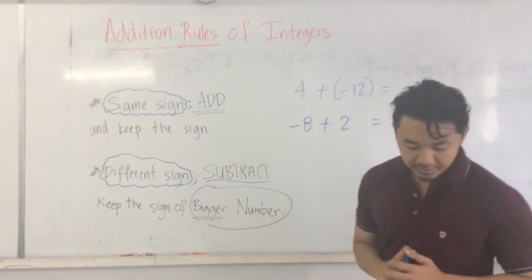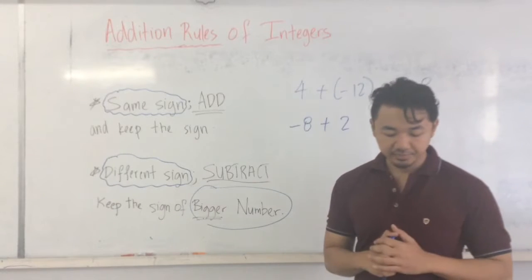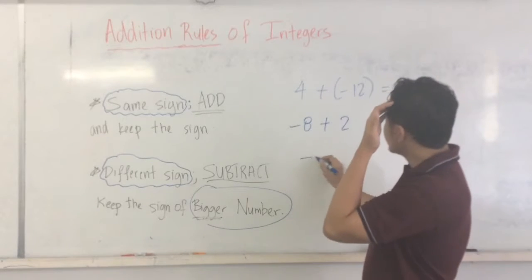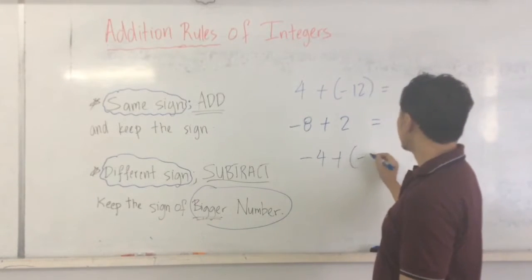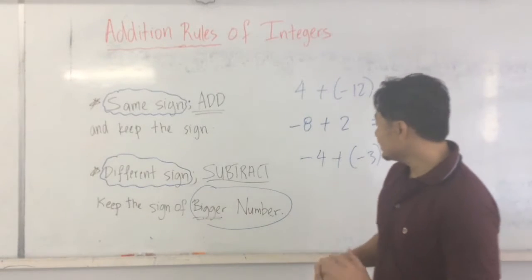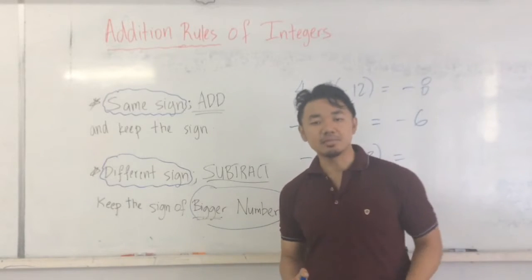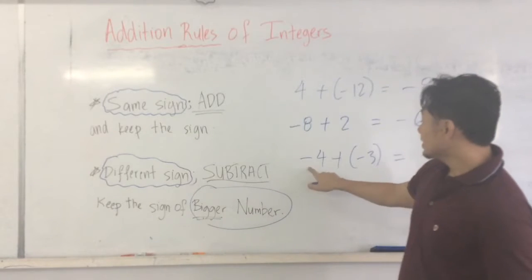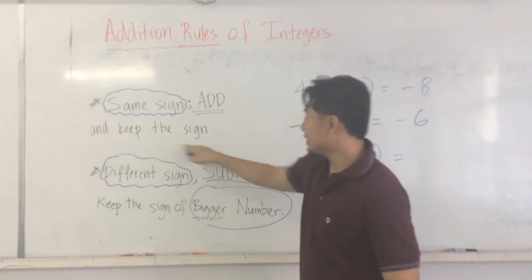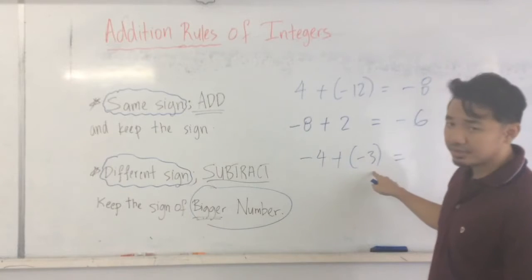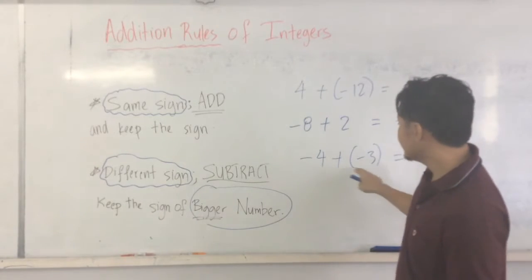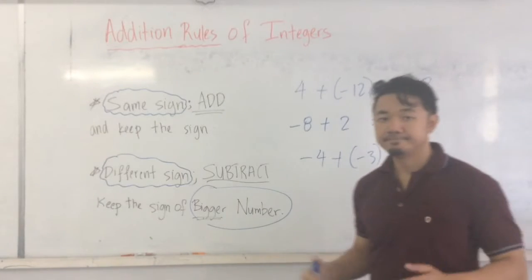Okay? So how about negative 4 plus negative 3? Again, check the sign. Is it the same or different? Negative and negative, so it's the same sign. Add them together and keep the sign. 4 plus 3 is 7. And the sign is negative, so it's negative 7.